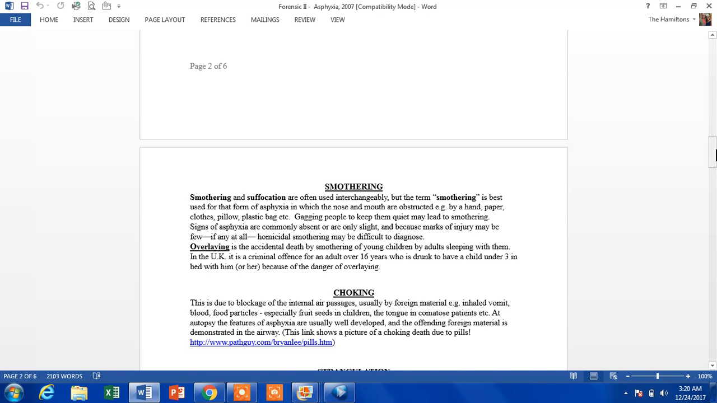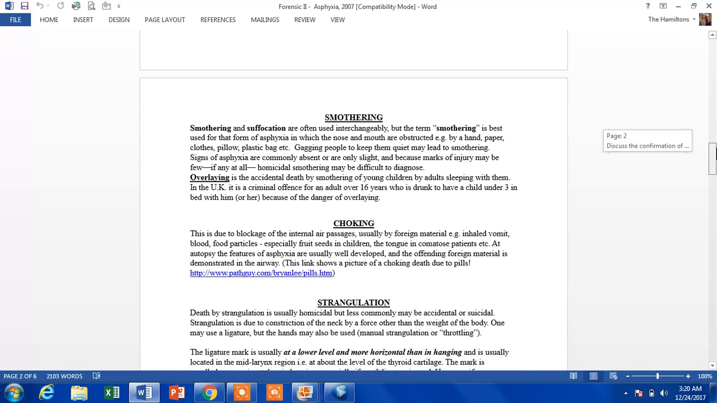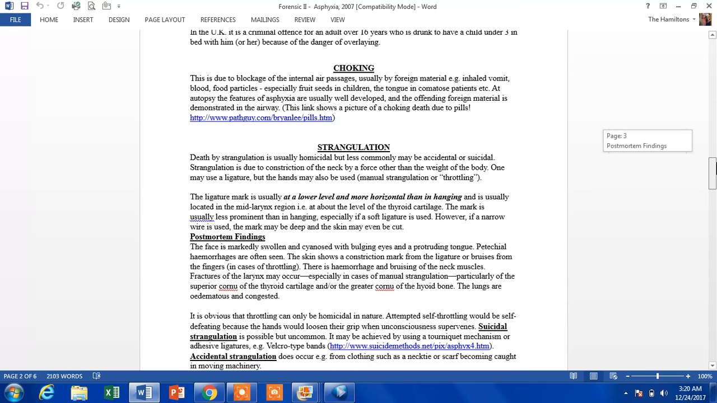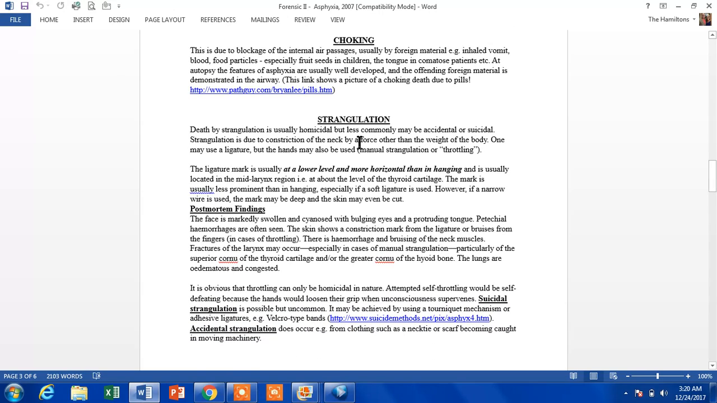Choking. This is due to blockages of the internal air passages, usually by foreign material, for example, inhaled vomit, blood, food particles, especially fruit seeds in children, the tongue in comatose patients, etc. At autopsy, the features of asphyxia are usually well developed, and the offending foreign material is demonstrated in the airway. Now this link right here shows a picture of a choking death due to pills, so I'm not showing that. Okay, the next one, strangulation.